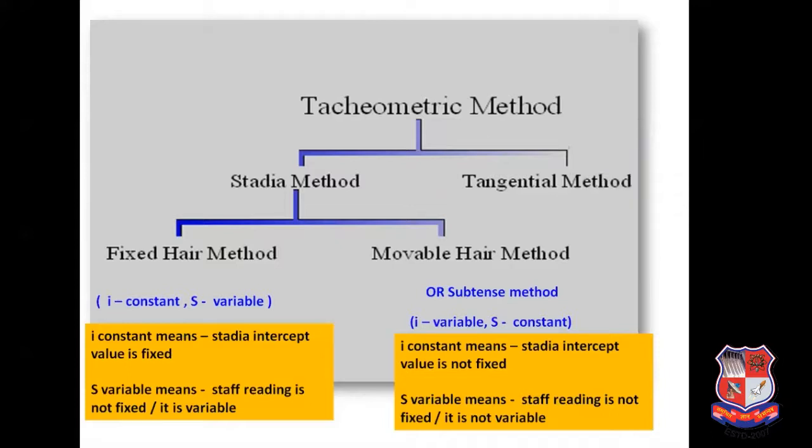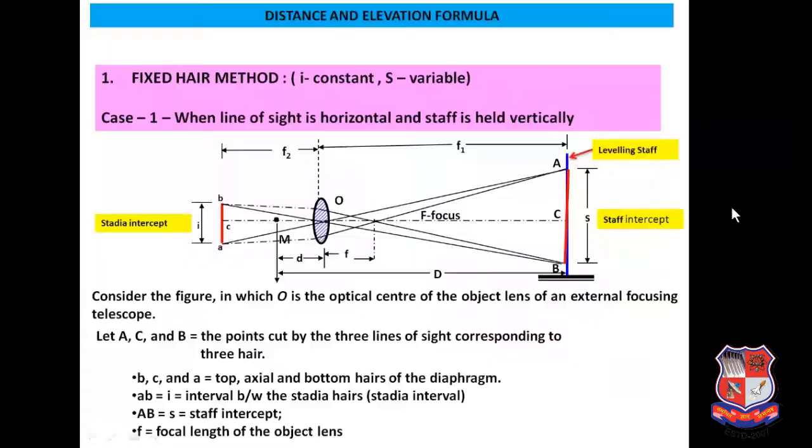Fixed hair method, in which I, the stadia intercept, is constant and S, the staff intercept, is variable. The second method of stadia is the movable hair method, which is also known as the subtense method, in which I, the stadia intercept, is variable and S, the staff intercept, is constant. And the second method, other than the stadia method, is the tangential method. So today I am going to discuss the fixed hair method in this lecture.